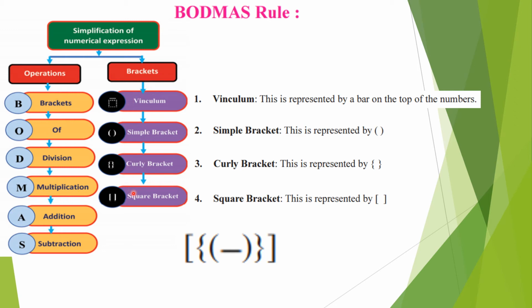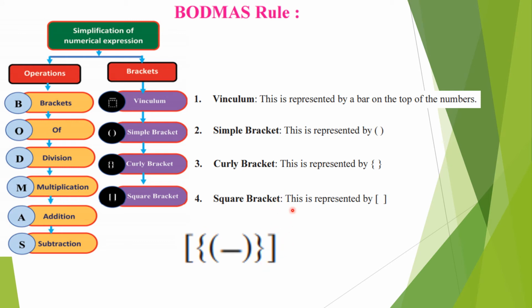Which brackets are we using here? There are 4 types of brackets: vinculum, simple bracket, curly bracket, square bracket. Vinculum is represented by a bar on the top of numbers. Second is the simple bracket, represented by small brackets. Third is the curly bracket, represented by this symbol, also known as flower brackets. Now the square bracket is represented by big brackets, and is also called big brackets.